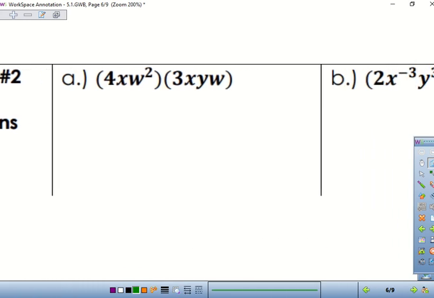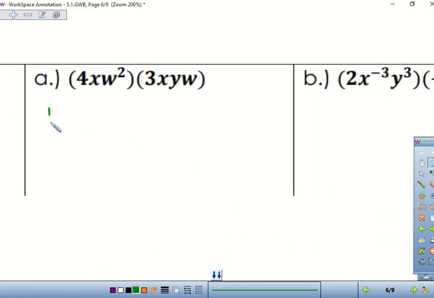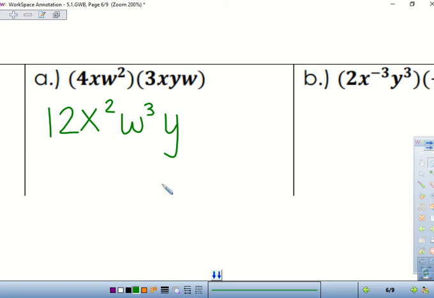So this one here, we're just going to start multiplying these. This is going to be 12x to the second, w to the third, and then just y. So any questions about how I got that? Look it over.